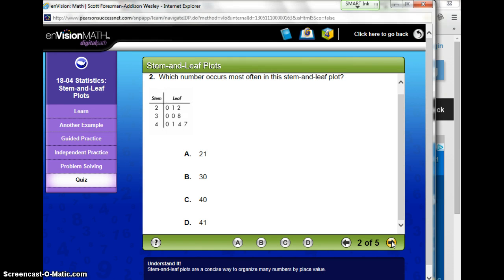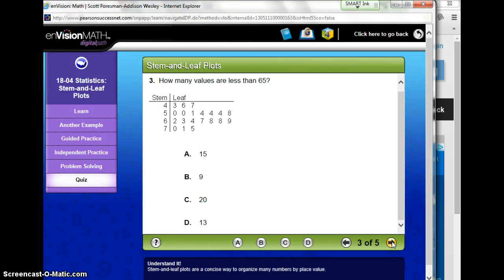Now, which number occurs the most often in this stem and leaf plot? Eileen? 30. How many times does it occur? Twice. Good work. How many values are less than 65? Less than 65. I know it's really hard to see from the back.